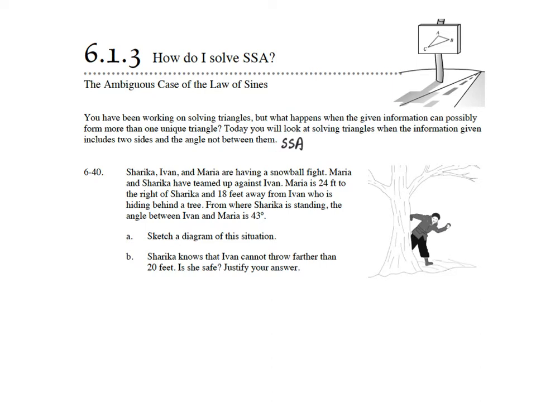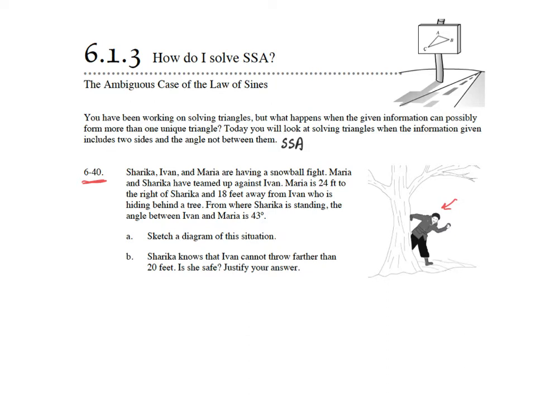Our work is going to start on problem number 40. It says that Sharika, Ivan, and Maria are having a snowball fight. Maria and Sharika have teamed up against Ivan. Maria is 24 feet to the right of Sharika and 18 feet from Ivan, who is hiding behind a tree. So from where Sharika is standing, the angle between Ivan and Maria is 43 degrees.